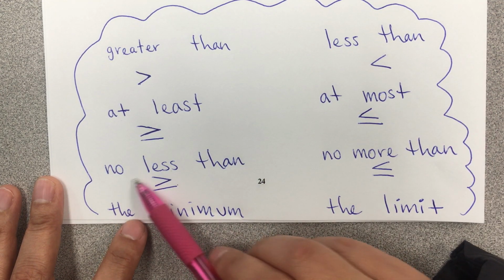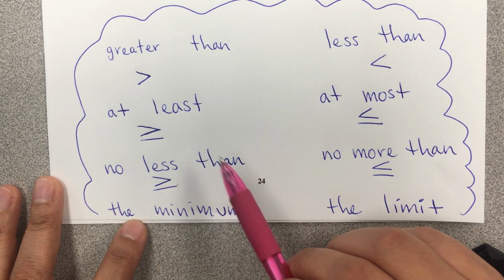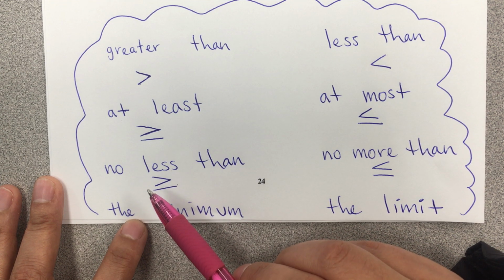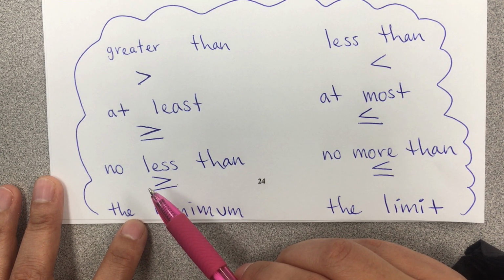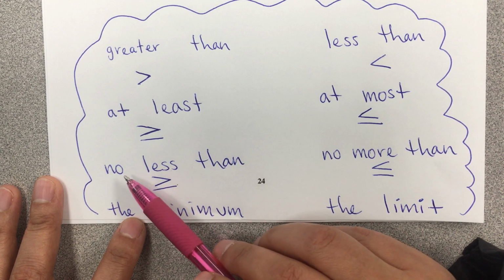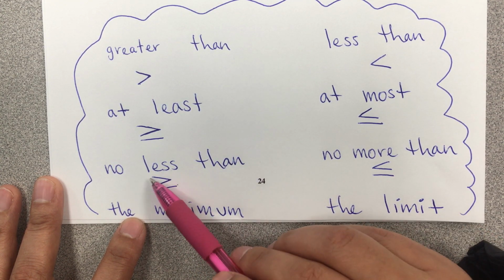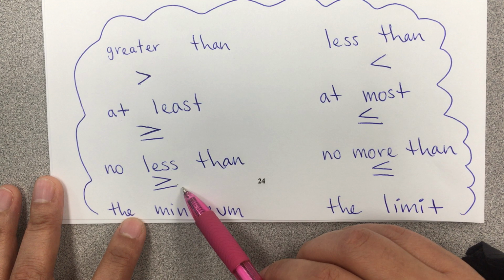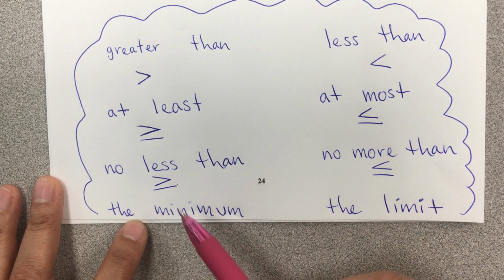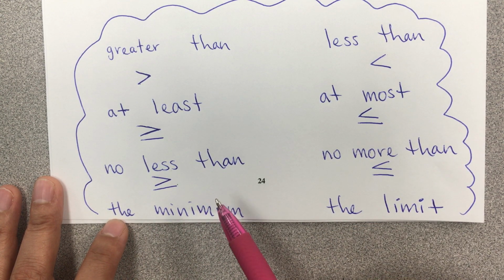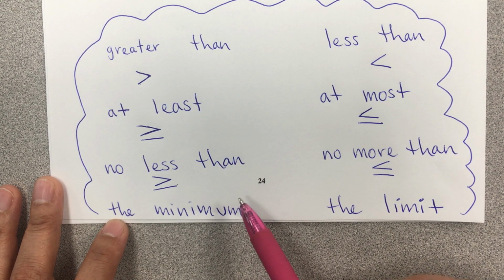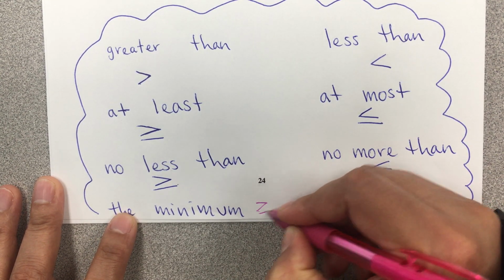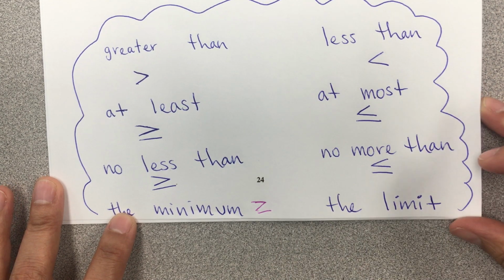The same for no less than. Okay, I will not accept less than $20. So if it's no less than $20, I want more or equal to the $20, no less than. The minimum also, the minimum that I will accept is $20. I want that or more. So for that one, it's also greater or equal than.